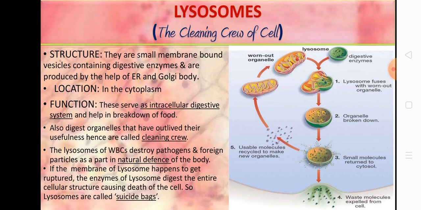It is actually a simple small membrane bound vesicle or a bubble kind of a structure, inside which very strong digestive enzymes are filled in. Where are they produced? These are produced by Golgi bodies. We just studied that. And obviously ER has also helped, because ER has helped in the formation of the proteins that are going to change into enzyme and are filled inside the lysosomes. Where will you find these lysosomes? These are found in the cytoplasm.